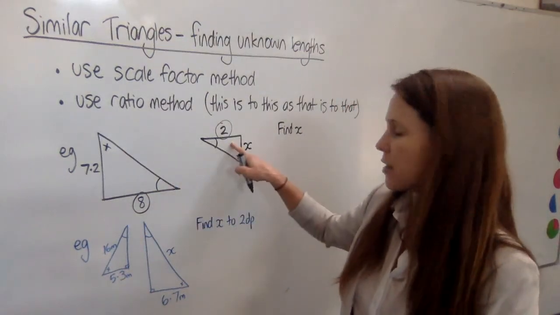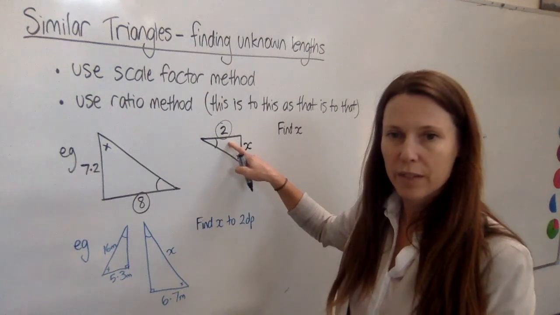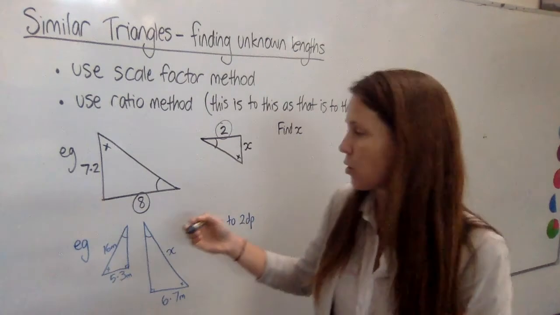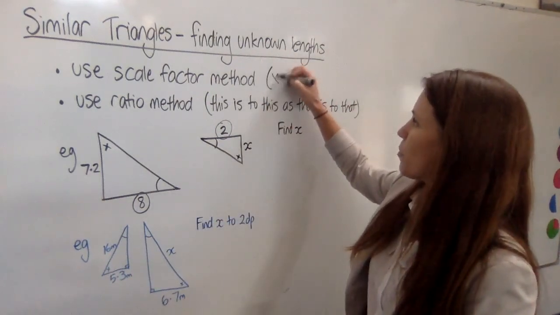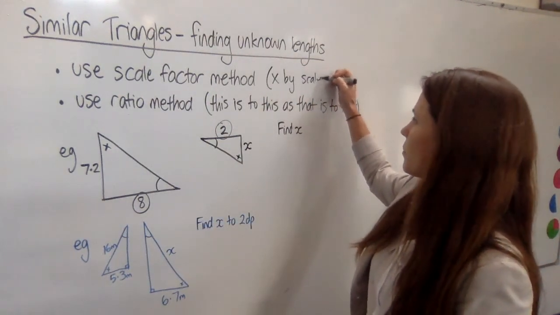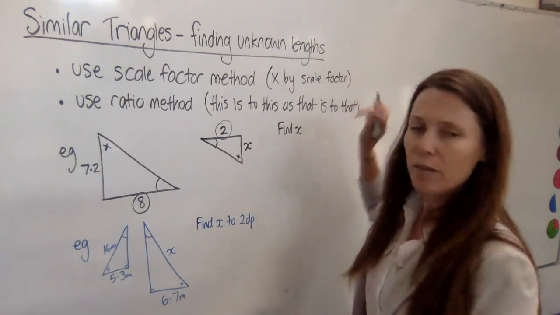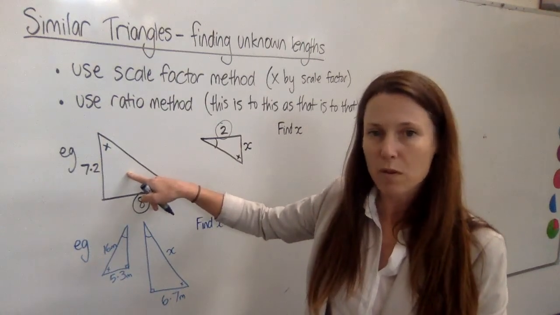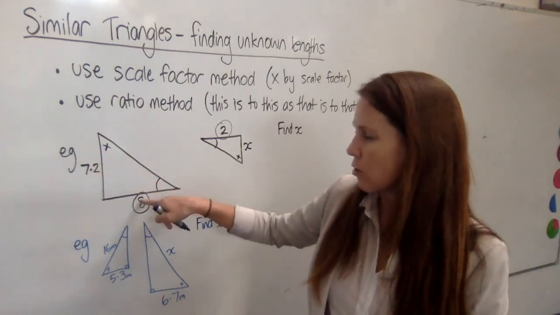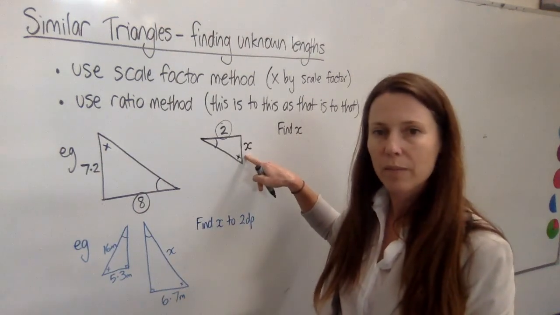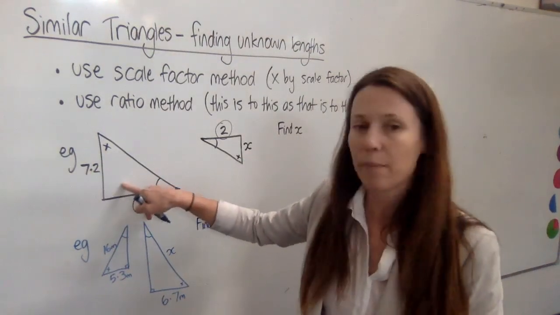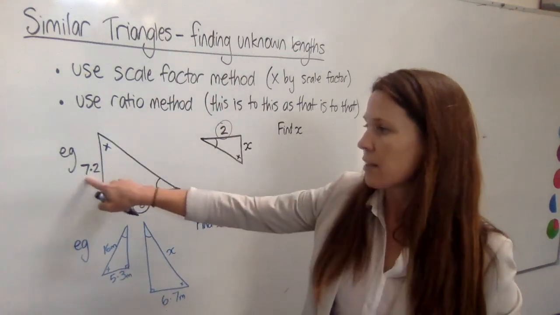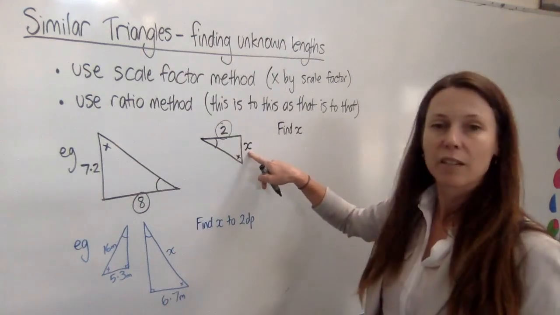So going from this triangle to this one, I can see that this one is only a quarter of the size because 8 times a quarter is 2, or 8 divided by 4 is 2. But with the scale factor method, we want to multiply by the scale factor. Now, you might say, why is the scale factor a quarter and not 4? Well, going from this triangle to this triangle, the scale factor would be 4. But I know more about this triangle, and I want to know something about this one. So it makes sense that I'm going to start with this number, multiply it by something to get this. So if 8 times a quarter is 2, then 7.2 times a quarter must give me x.